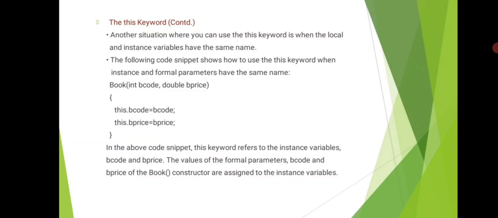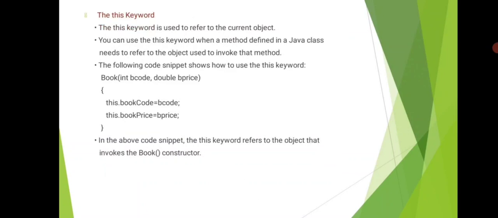But when is it very useful? The last example, this example, we can now write without using this. That is, Book int b code double b price, and book code is equal to b code, book price is equal to b price, without using this. There is no difference there. But using this also we can write, because this is always pointing to the instance variable of the current object. The current object has its own instance variables.